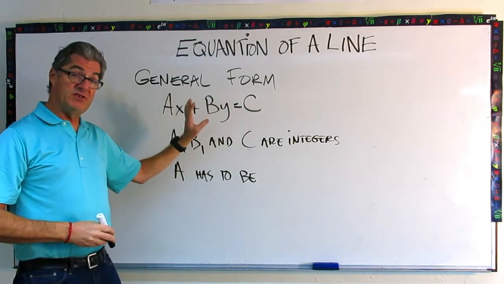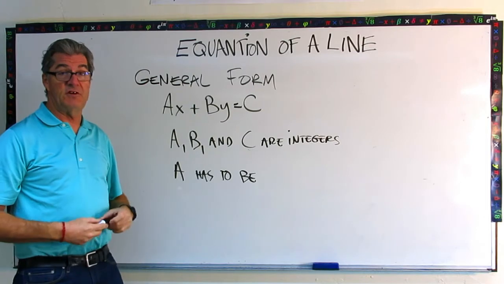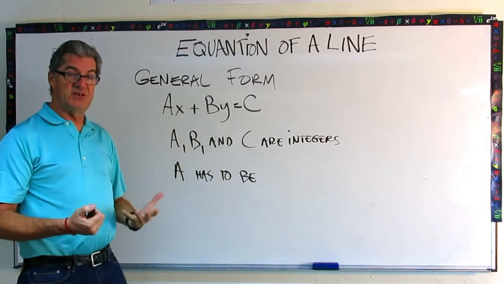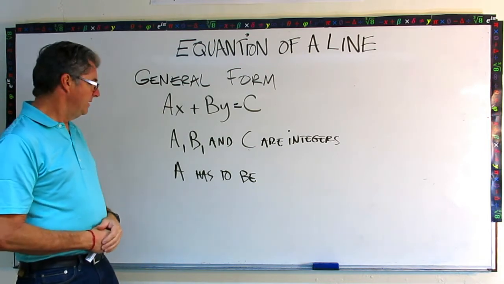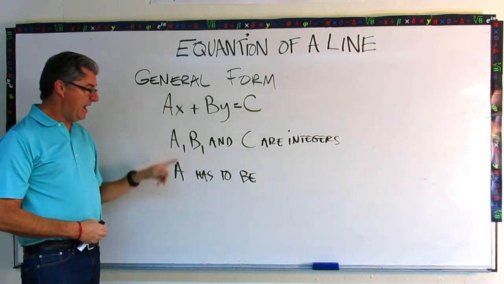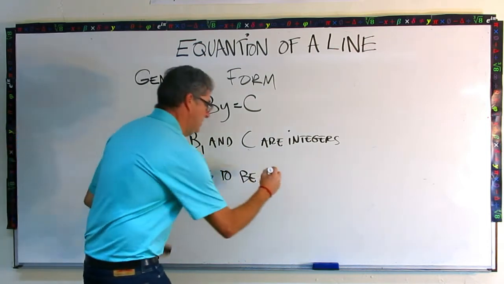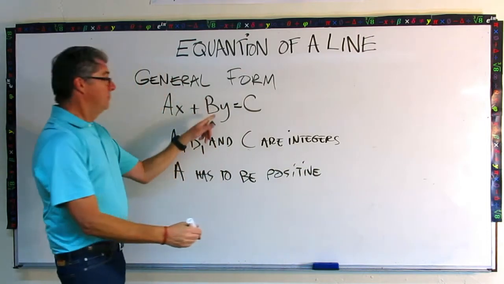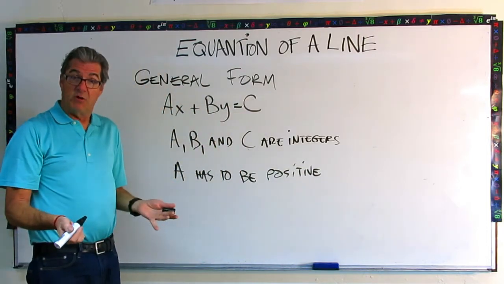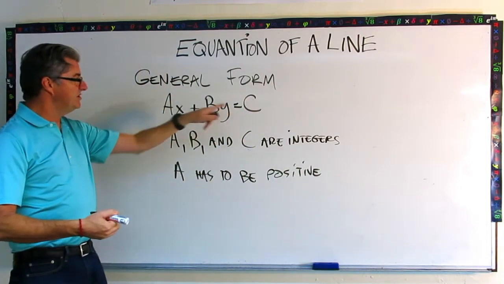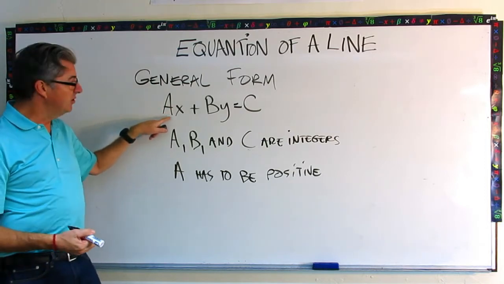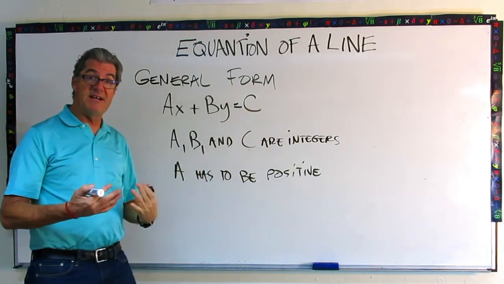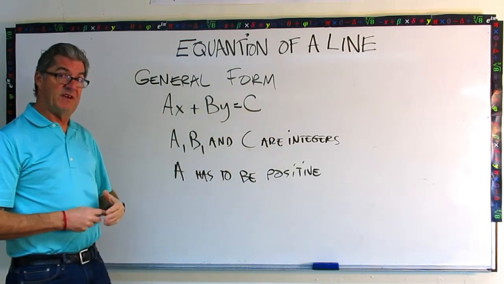So if you get an equation that has fractions in here and they say convert that to general form, that's what you have to do. You have to change these into integers. And we'll do one of those in a minute. Also, a has to be positive. B and c could be negative depending on the equation, but you have to manipulate this equation to make a positive. So if you're looking at one of these and the a is negative, you just multiply the whole equation by -1, both sides, and you'll fix that.